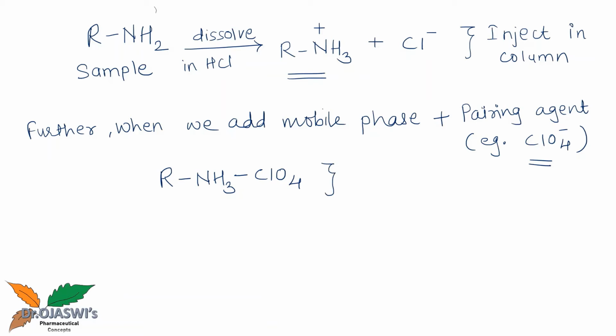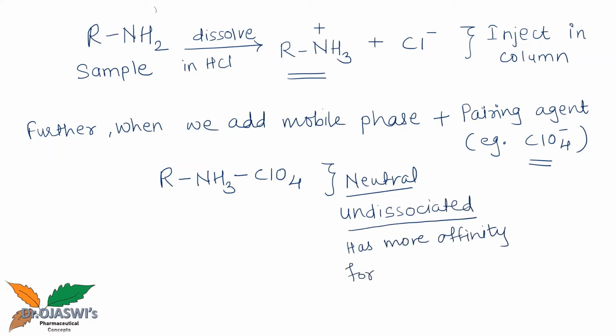So in other words, an undissociated species will be formed. This undissociated, that is unionized, species will have more affinity for the non-polar stationary phase, and thus this particular component will lag behind any other ion present in the sample.